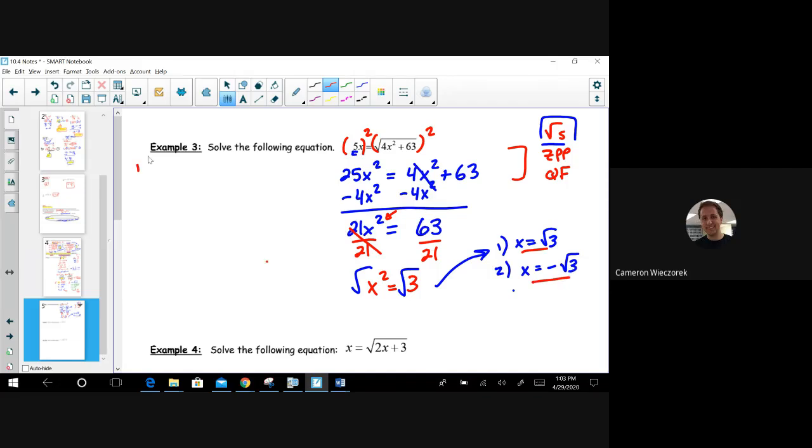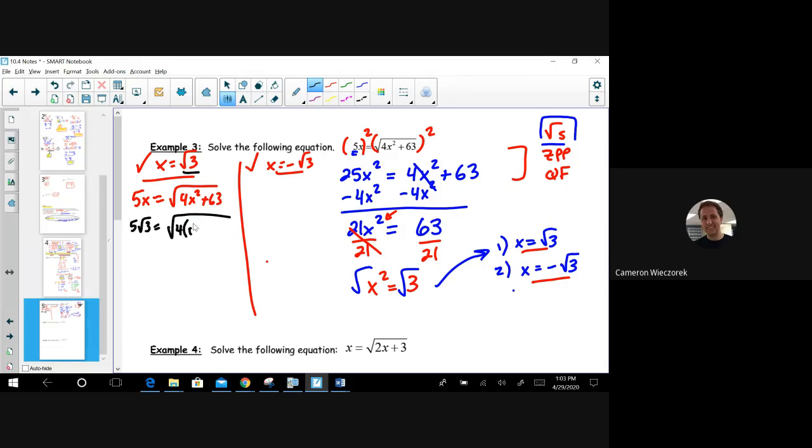So the first one I'm going to check is x equals rad 3. And then I'll check x equals negative rad 3. So I'm going to plug it into the original equation. 5x equals the square root of 4x squared plus 63. Everywhere I see x, I'm going to replace it with rad 3. 5 times rad 3 equals the square root of 4 times rad 3 squared plus 63. This 5 rad 3 just keeps coming down. Okay, can't do 4 times rad 3 until you square the rad 3. What's rad 3 squared? That's just normal 3.